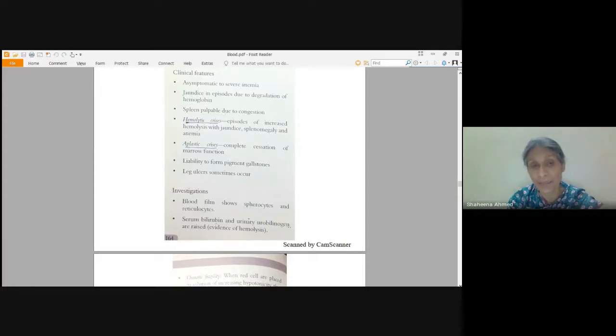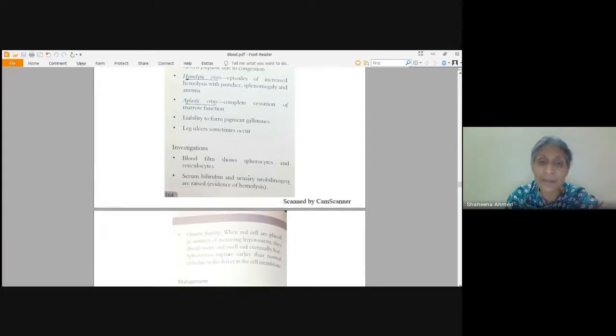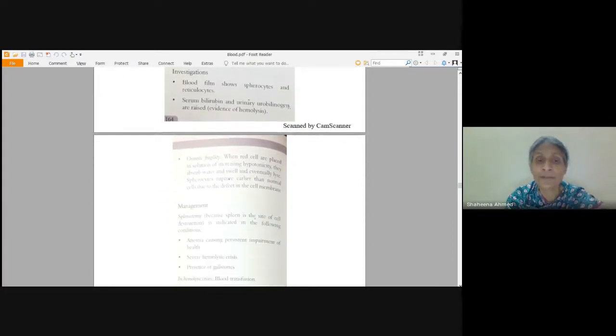very, very evident. Then there might be phases of aplastic crisis in which the bone marrow totally stops functioning. Apart from that, you will find pigment gallstones, you might find leg ulcers in some cases. And if you go towards the investigation, if you look at the blood film, what you are going to see is spherocytes, RBCs that are round in shape, and reticulocytes.